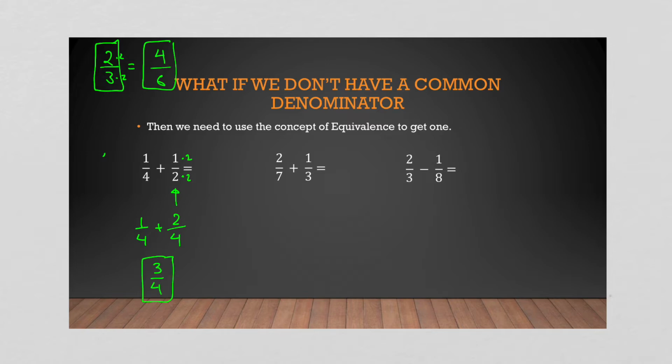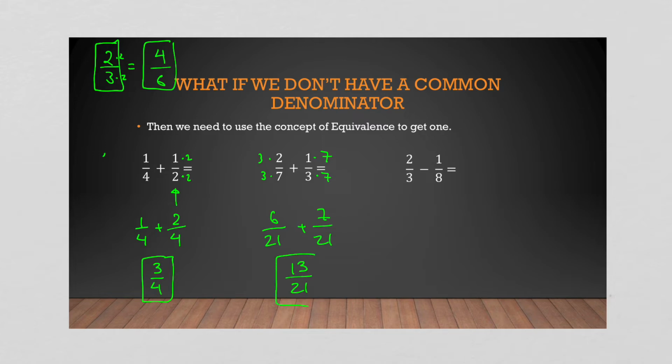Now for the second one, you can see there's nothing you can multiply 3 by, right? I can't multiply 3 by anything to get 7. So what I can do, guaranteed every time, is multiply 3 by 7 and multiply 7 by 3. That guarantees me a common denominator. So now I'll multiply by 3, multiply by 7. And now I have 6 over 21 plus 7 over 21, which gives me 13 over 21.